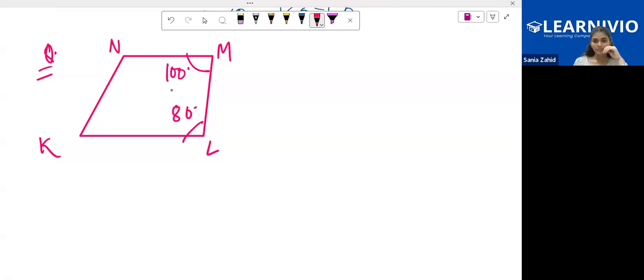Two sides are parallel, the other two are not parallel. In a trapezium, the opposite sides are parallel to each other, right? Yes, ma'am. Only one pair of sides is parallel. Now, how come this is a trapezium? How can you say that this is a trapezium? Ma'am, it's not a trapezium. Why is this not a trapezium? Ma'am, because KN and MN are not parallel.